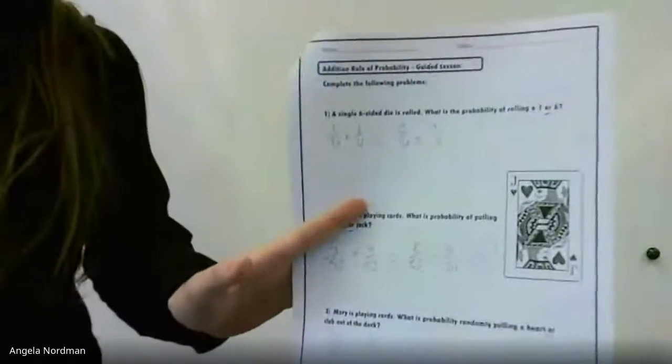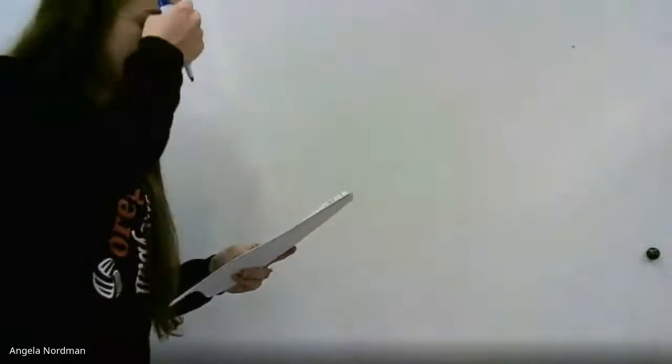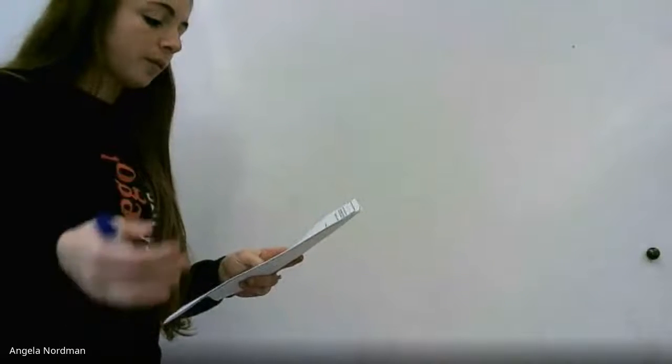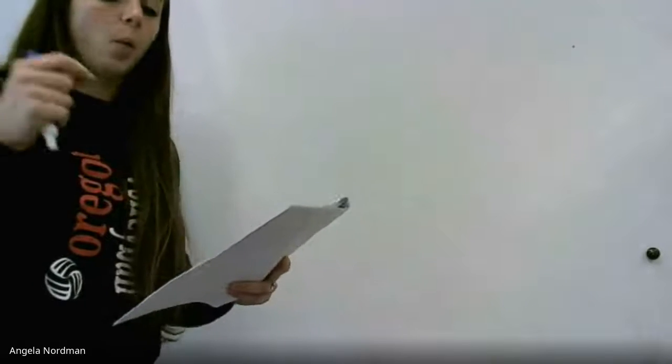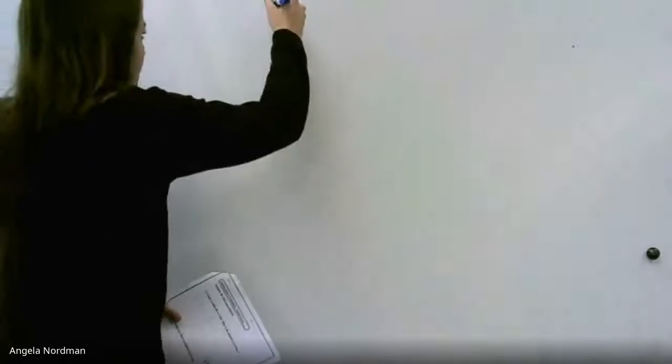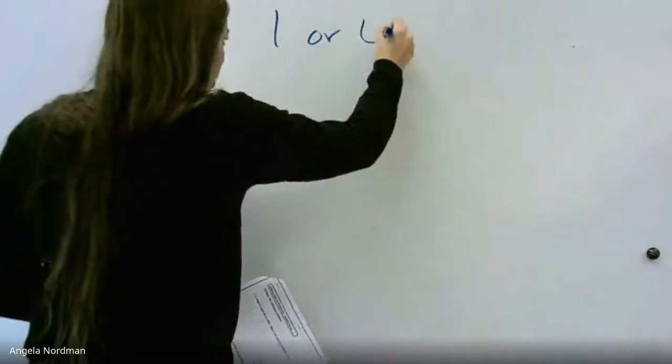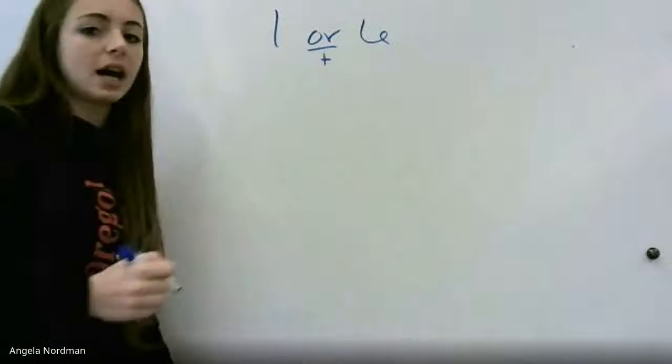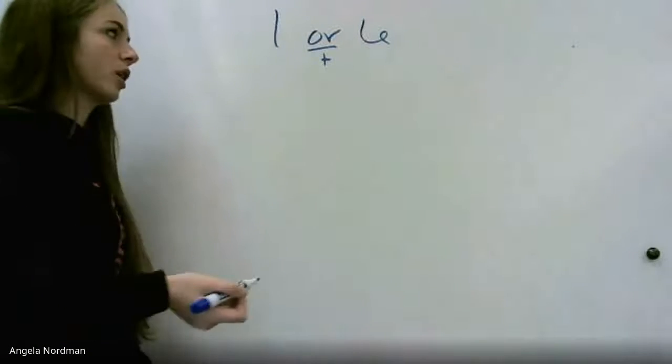So number 1, and again, I'm on the guided notes part. 1 is a six-sided die is rolled. What is the probability of rolling a 1 or 6? So 1 or 6. That or means we say addition.